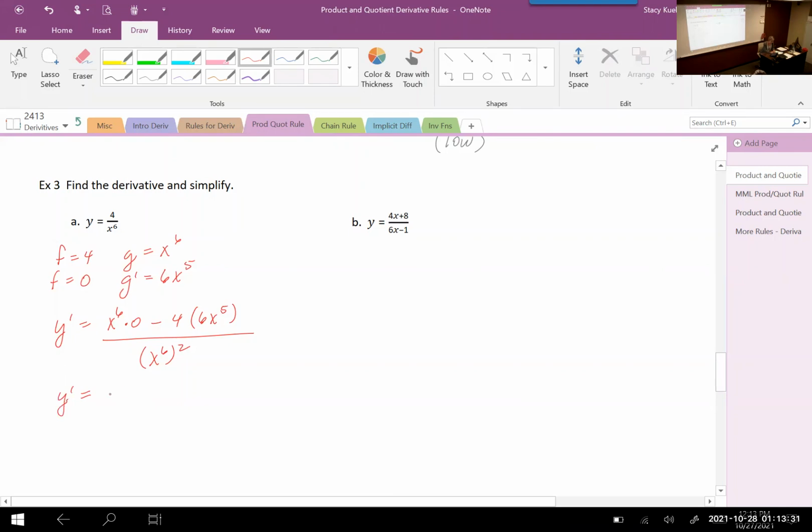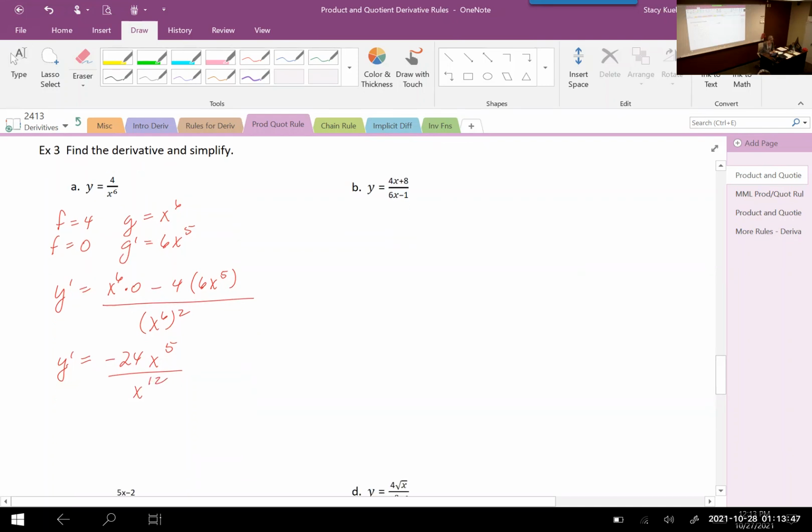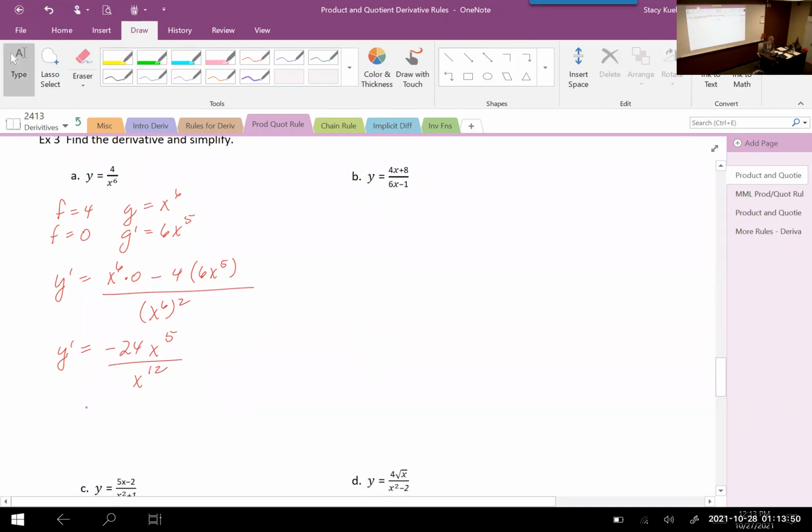So I would have negative 24x to the 5th all over x to the what? 6 times 2 would be 12 in the denominator. Simplify that, y prime becomes negative 24 over, because rules of exponents say I'm going to subtract those exponents, right? When we have a quotient. So I would have x to the 7th in the denominator.